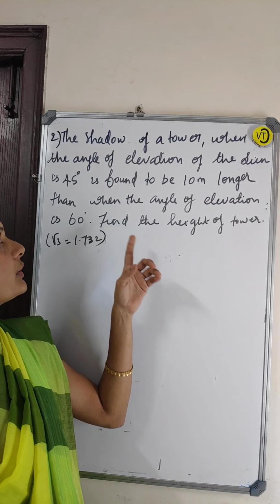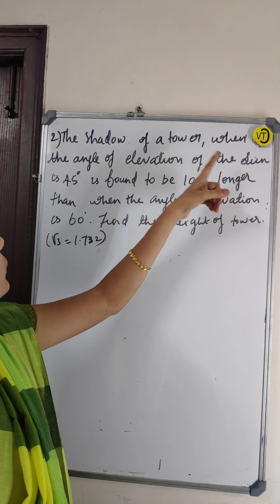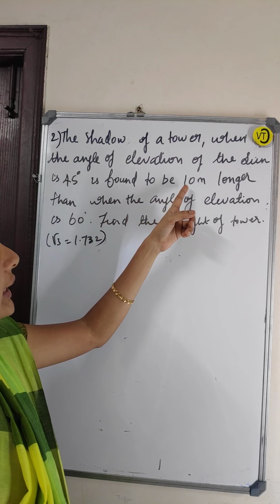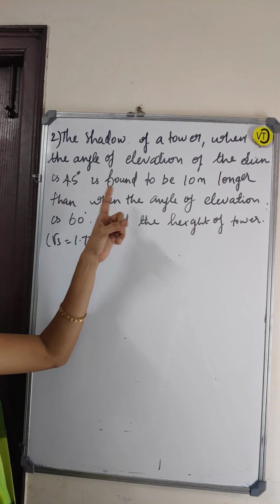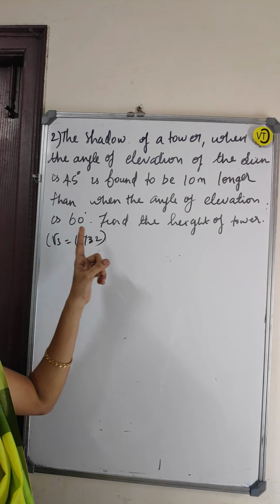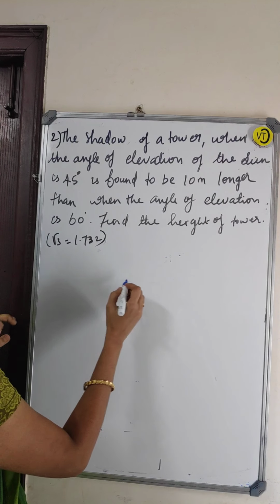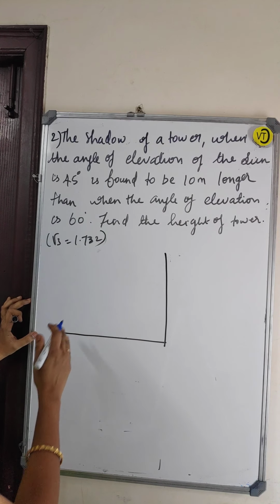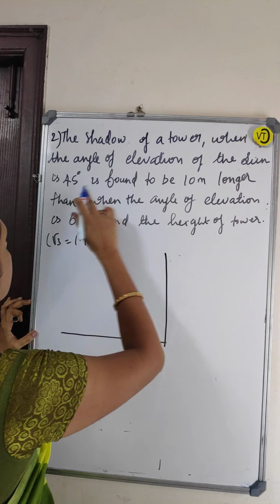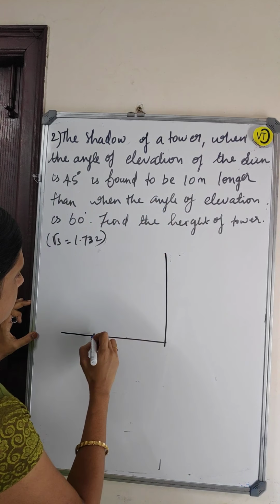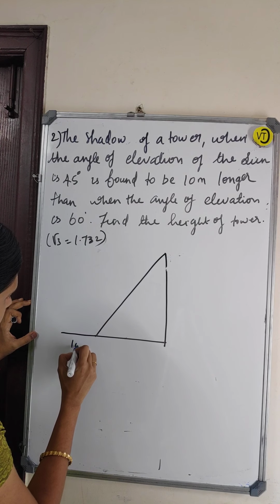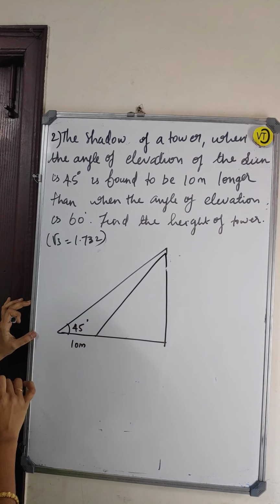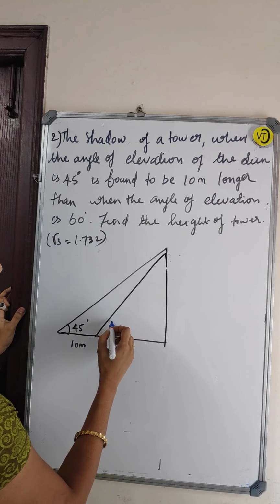In the second sum, the shadow of a tower when the angle of elevation of the sun is 45 degree is found to be 10 meter longer than when the angle of elevation is 60 degree. Find the height of the tower. Okay, so this is a tower. The shadow you can make here. This 10 meter, this is 45 degree, guys.